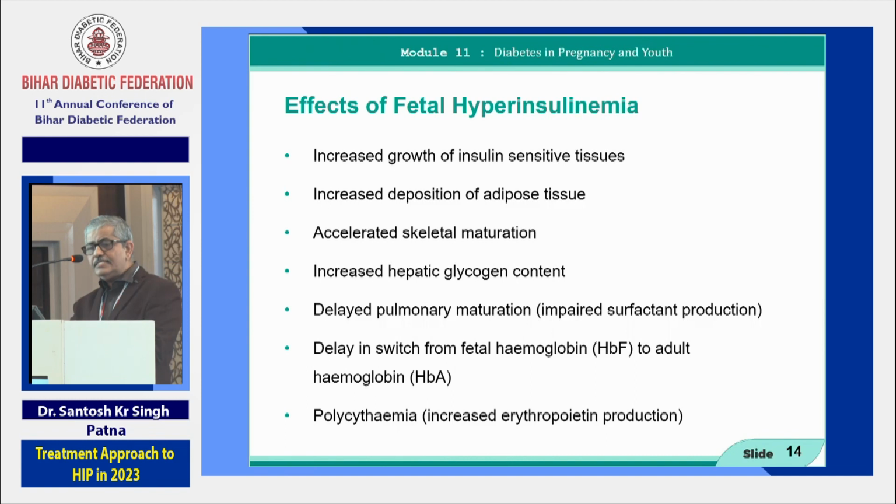So if you have the increased insulin in the fetus, this can produce all this, and this is known to us. Even at the MD level, we were knowing these things. Increased growth of insulin-sensitive tissues, increased deposition of adipose tissue, and skeletal maturation is accelerated, and there is delayed pulmonary maturation, and that again signifies the use of surfactant and glucocorticoids even in diabetic pregnancies, and delay in switch from fetal to adult hemoglobin. This is again an interesting aspect. We do have conditions, almost 7%, where we have persistence of fetal hemoglobin even in the adult population, and polycythemia consequent upon the hypoxia.